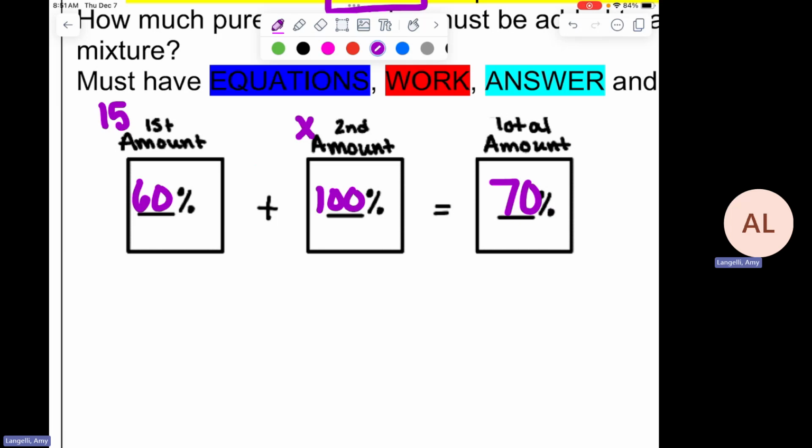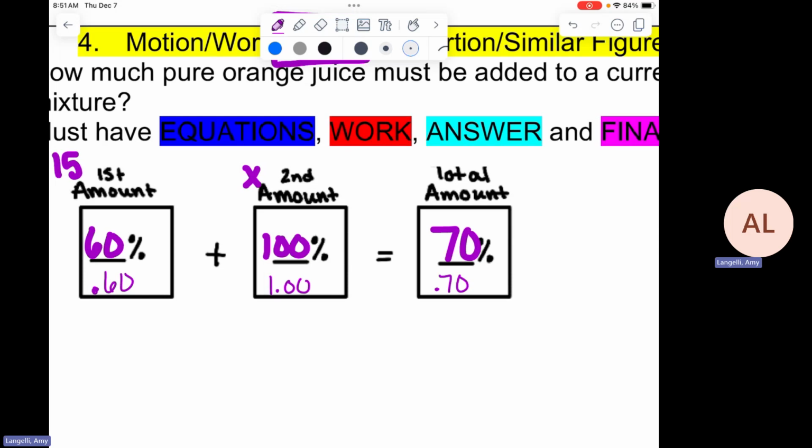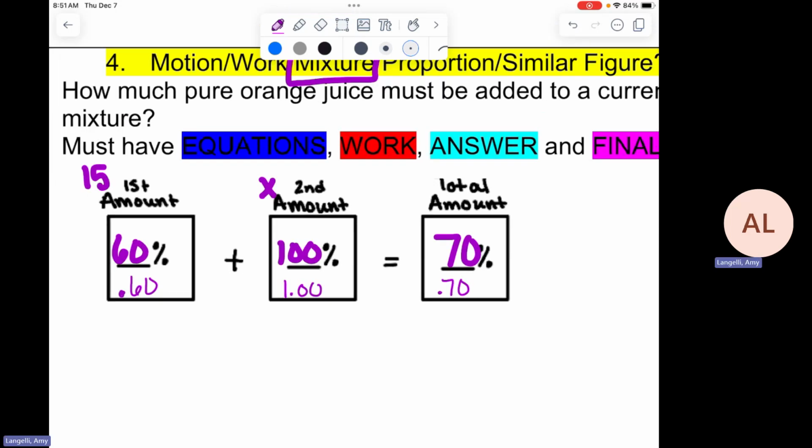And then I'm going to make a single equation, and then we'll move on. What's the equation? Oh, and I'm sorry. Maybe I jumped the gun. 60% is what as a decimal? Yes. And what about 100? Good. And 70? Good. Okay. Now, I also jumped the gun because I didn't ask anybody for the total amount. My bad. I got so excited. What's the total amount equation?